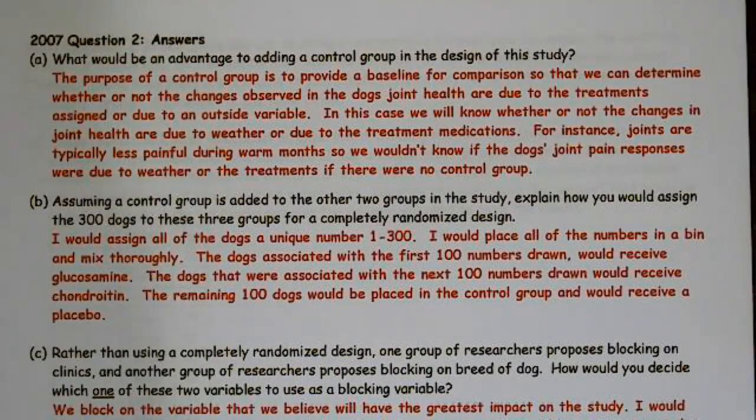The dogs that were associated with the next 100 numbers would receive chondroitin. The remaining 100 dogs would be placed in the control group and receive a placebo. And it really didn't matter which order you went in. If you wanted to do placebo first or second, it doesn't matter. Just make sure you have an assignment. At that point, because of the way I did this, all groups are exactly the same size, and I have now implemented my control group.